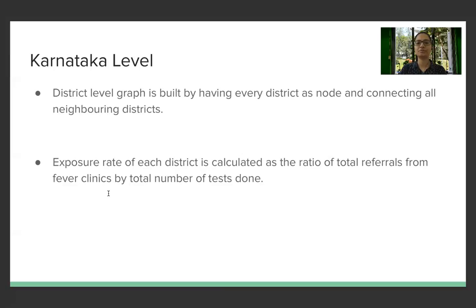They first go to a fever clinic to get tested, and from there they are referred to, let's say, a COVID hospital or a quarantine center or things like that. So we basically take the ratio of total referrals from a fever clinic divided by the total number of tests done there at that fever clinic, and that is the metric we take as the exposure rate. We aggregate it at a district level for all the districts in the state.